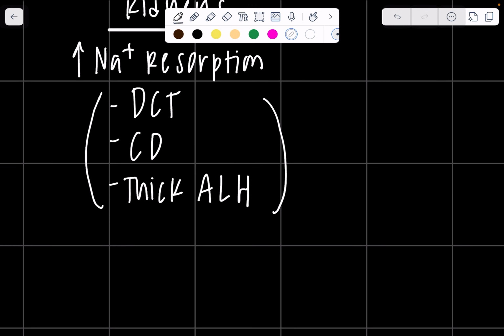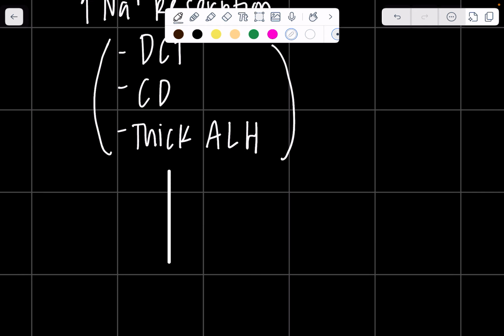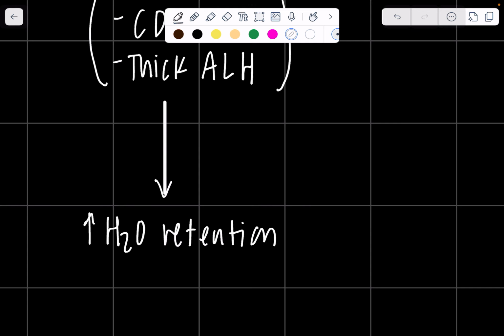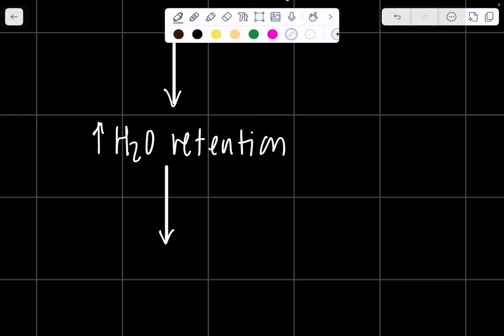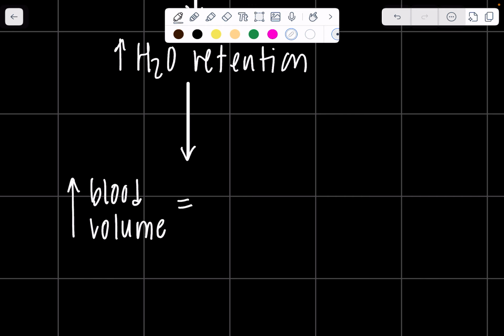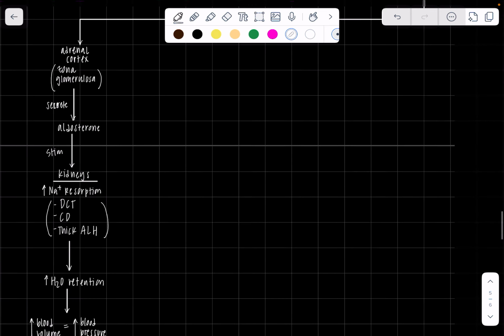So we know that water always follows sodium. Because of that increased sodium resorption, we are going to have increased water retention. And the increased water retention will help increase our blood volume. And then because of the proportional relationship you mentioned earlier, that will also cause an increase in our blood pressure. So that's how angiotensin 2 will affect our adrenal cortex.